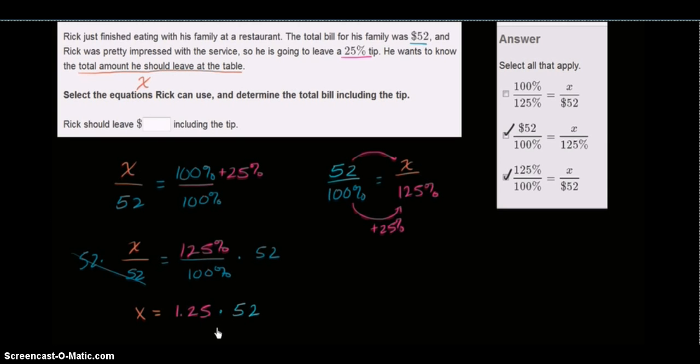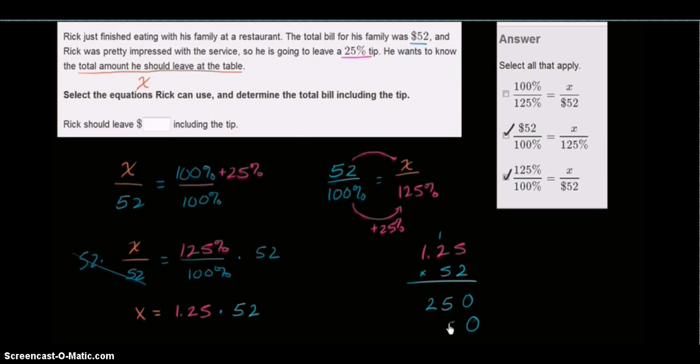Let's see, 4 goes into 52 13 times. Well, actually, let me just multiply that. I don't want to make a mistake here. So 1.25 times 52. 2 times 5 is 10. 2 times 2 is 4 plus 1 is 5. 2 times 1 is 2. Let's throw 0 down here because we're now multiplying by 50.